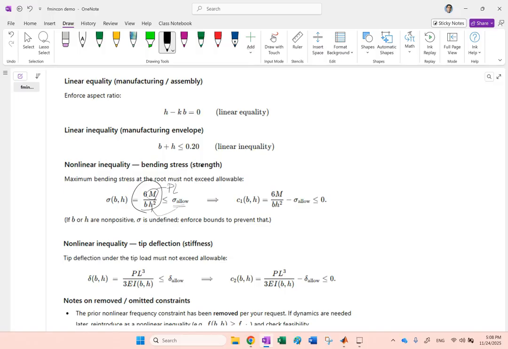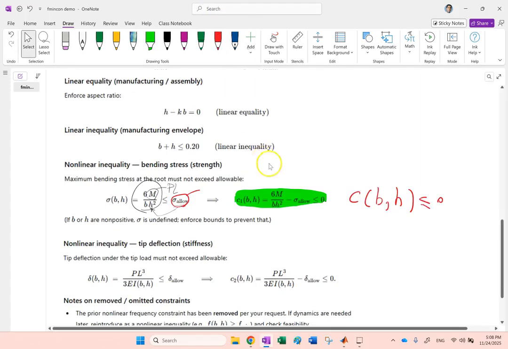If I bring this to the other side, now look, what you get is basically a nonlinear inequality. You see that the function of B and H, and sigma allowed is a number, is less than or equal to what? 0. So this is c of B and H less than or equal to 0. So this is a nonlinear inequality. That's for allowable stress. Typically this allowable stress comes from the strength of the material, divided by a safety factor.